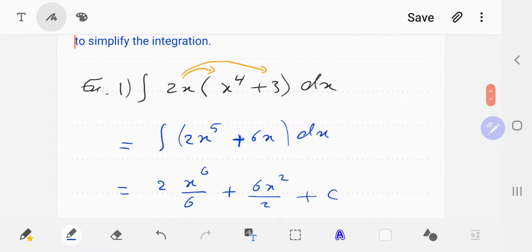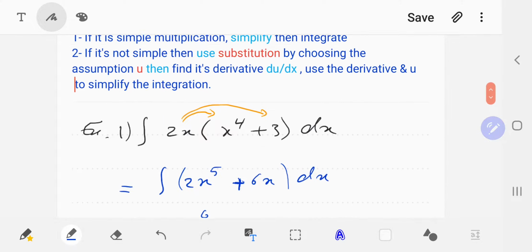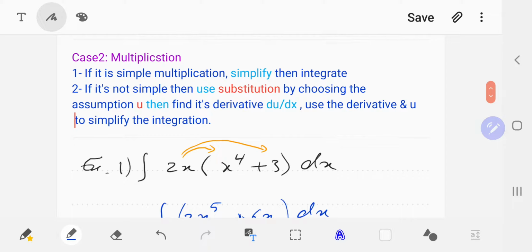Now, what if it was not simple to integrate, like to multiply, like this one? 2x times x to the power of 2 plus 3 all to the power of 7. What am I gonna do in this case? 2x cannot be distributed. So what should we do? If it's not simple, then we use substitution. How do we do that? By choosing the assumption u, then find its derivative, du over dx, then use that to simplify our integration.